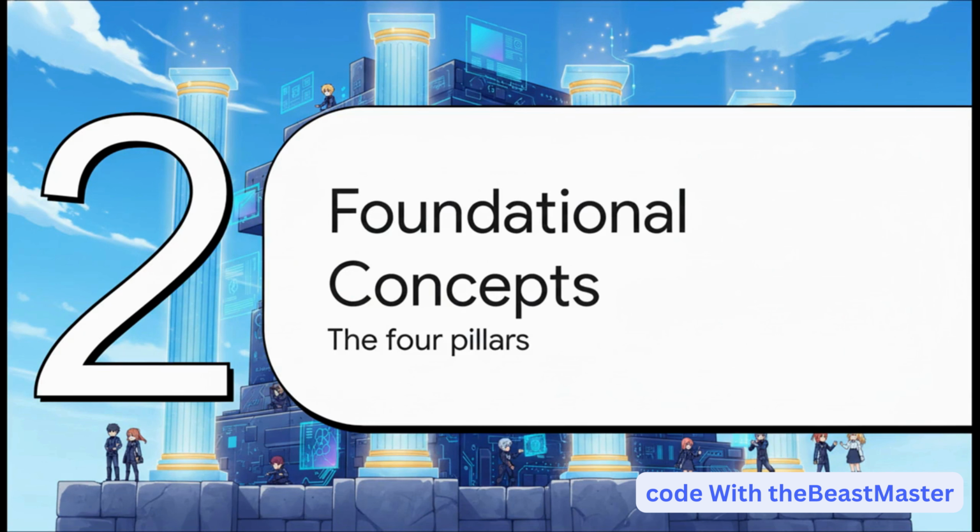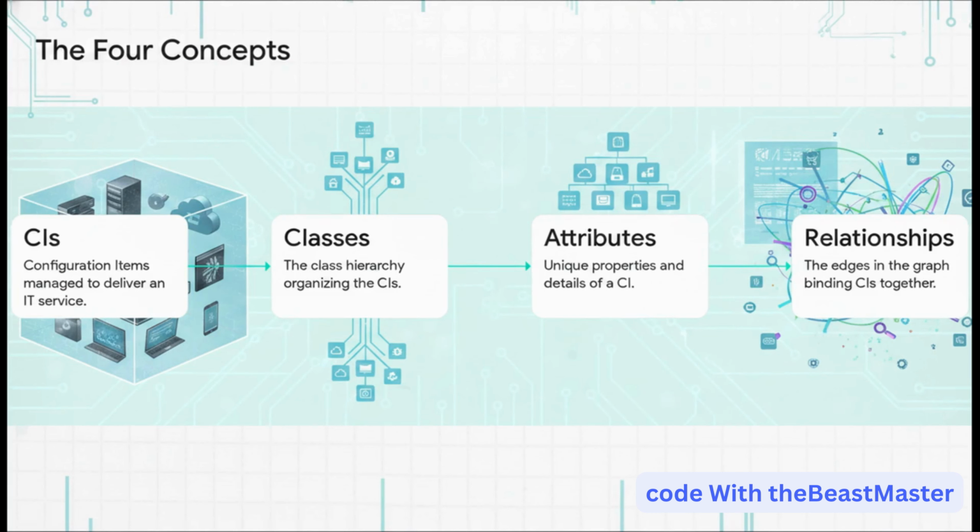Section 2, the 4 foundational concepts. We are going to build your understanding of this architecture entirely from the ground up. Think of these 4 concepts as a logical stack where each piece layers perfectly on top of the last. First up, configuration items, second CI classes, third attributes, and fourth relationships.